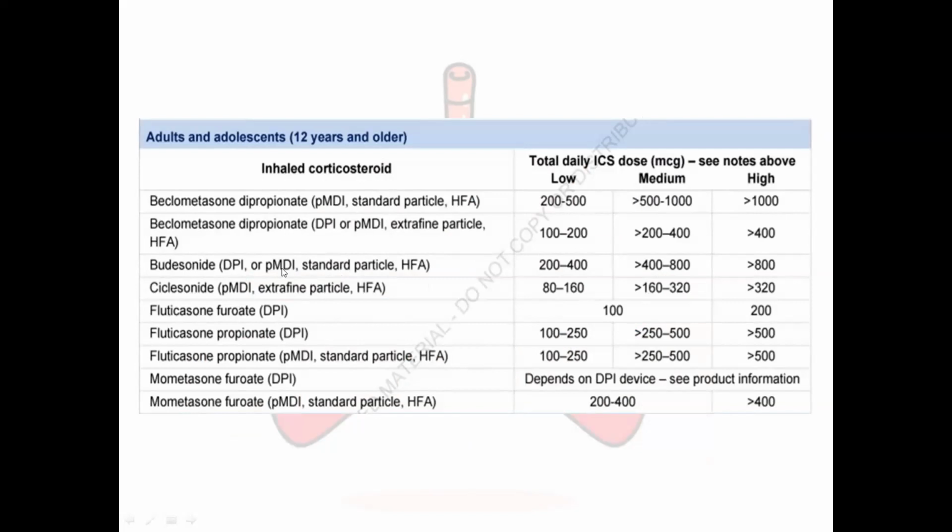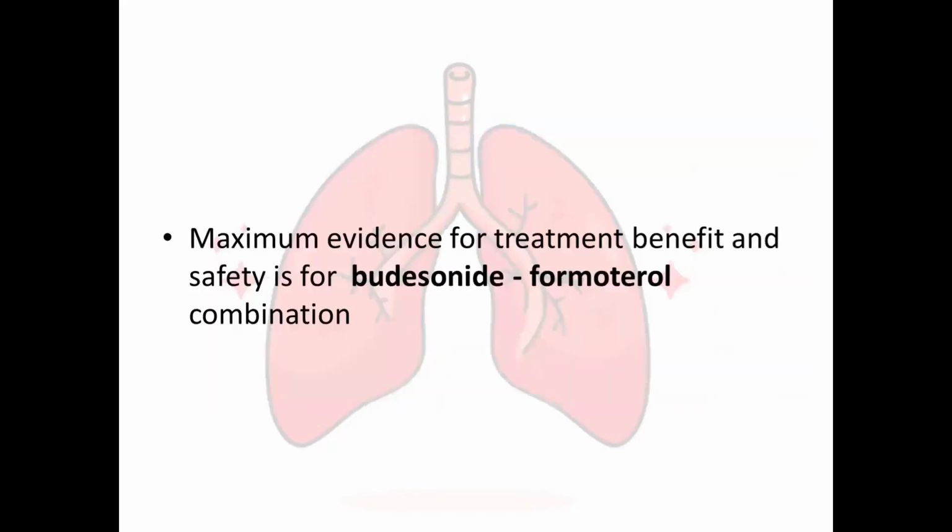So the commonly used one, budesonide. For budesonide, the low dose is 200 to 400 microgram daily. Medium dose is 400 to 800 microgram daily, and high dose is more than 800 microgram daily. And for fluticasone, it is 100 to 250 low dose, medium dose is more than 250 to 500, and high dose is more than 500 microgram daily. So dose differs for individual agents. Then out of all these, maximum evidence for treatment benefit and safety is for the budesonide-formoterol combination.